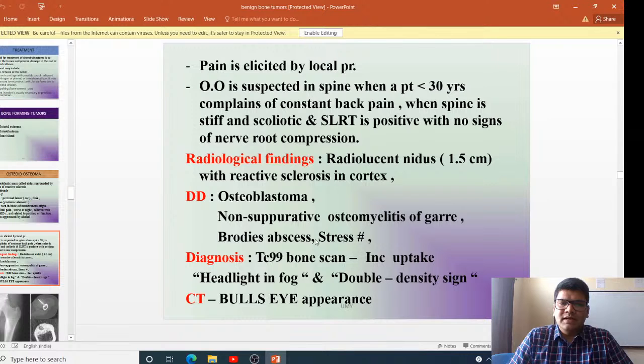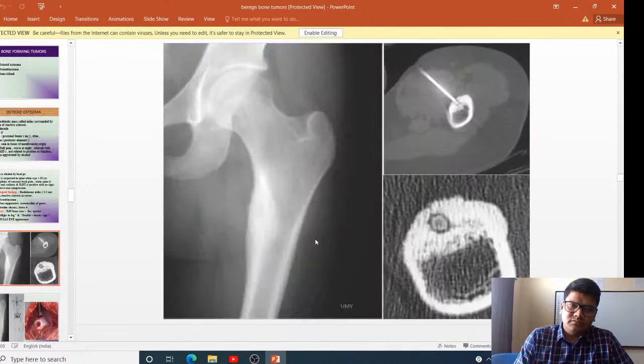There is a radiolucent nidus. Differential diagnosis is osteoblastoma, non-suppurative cortical osteomyelitis, and Brodie's abscess. Diagnosis is done by technetium bone scan, which also shows the headlight in fog appearance and double density sign. On CT, you can make out a bullseye appearance.